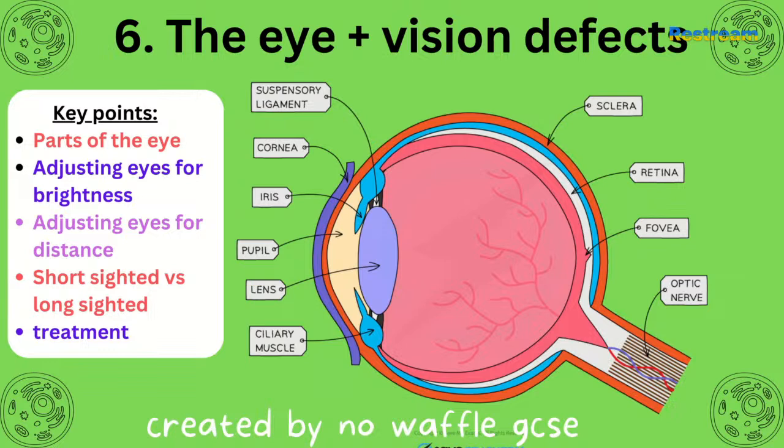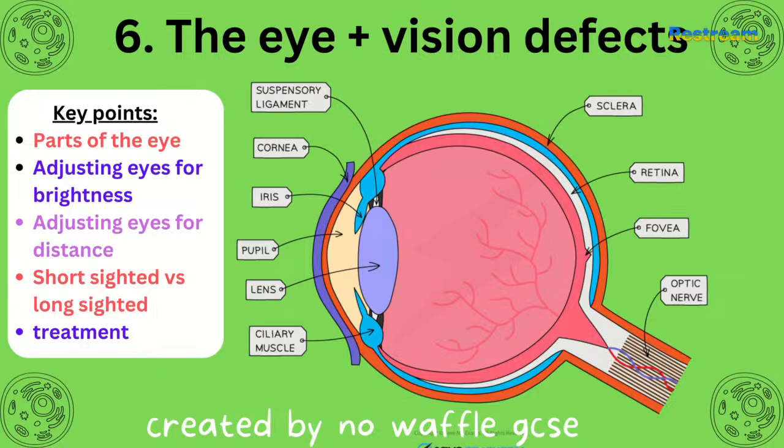So, when light receptors in the retina detect that there's too much light, optic neurons send chemical messages along the optic nerve to the brain to alarm the brain of this. The brain then sends the messages to the iris.